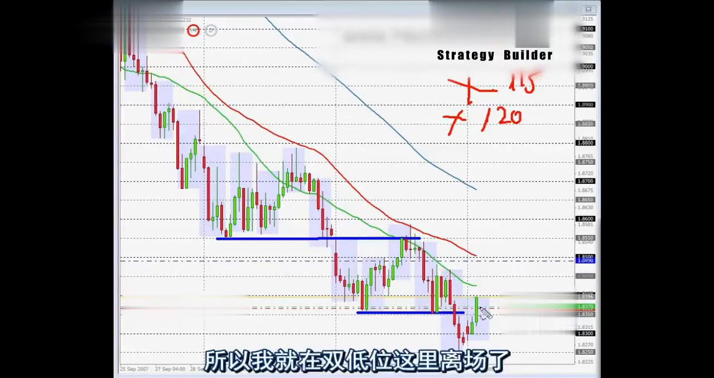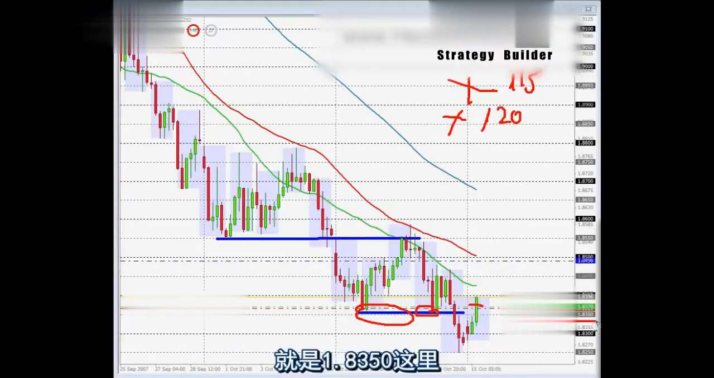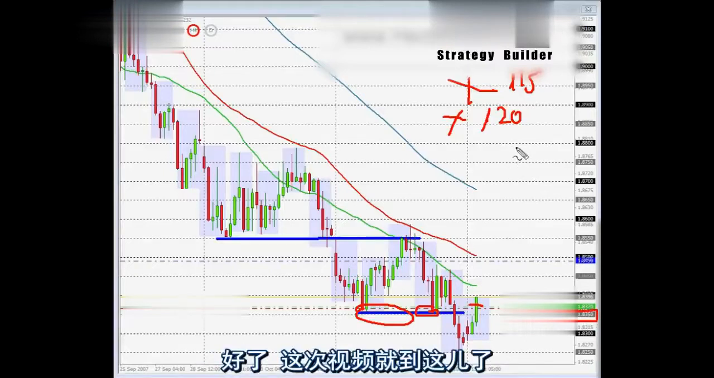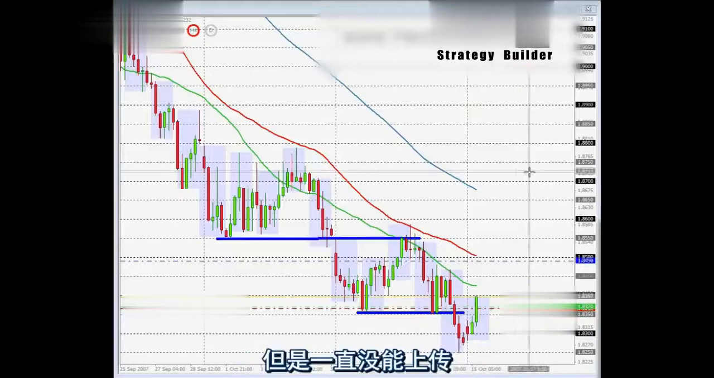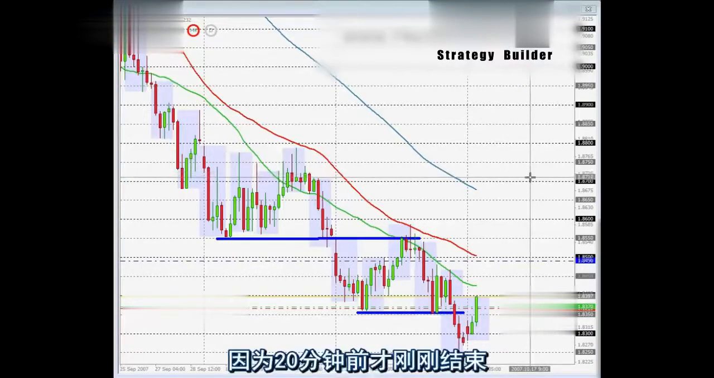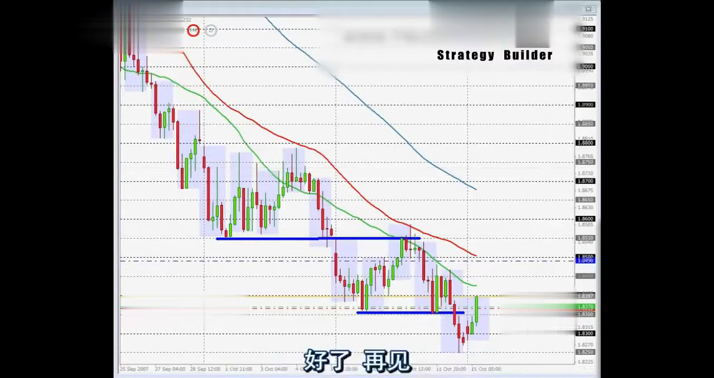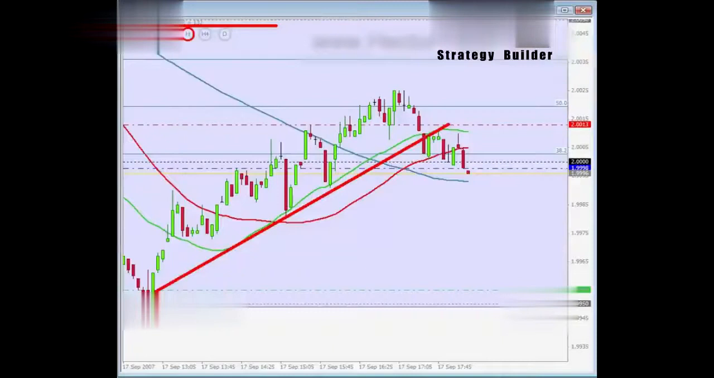So that's why I decided to trail my stop down, right above this double bottom there at 183.50. All right guys, that's all. Remember, this trade was taken last week, but I couldn't upload it on the blog because it hadn't been closed out until barely 20 minutes ago. Okay, folks, that's all. Bye bye.